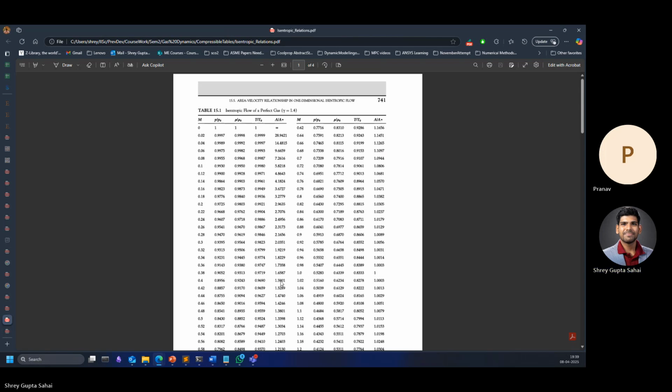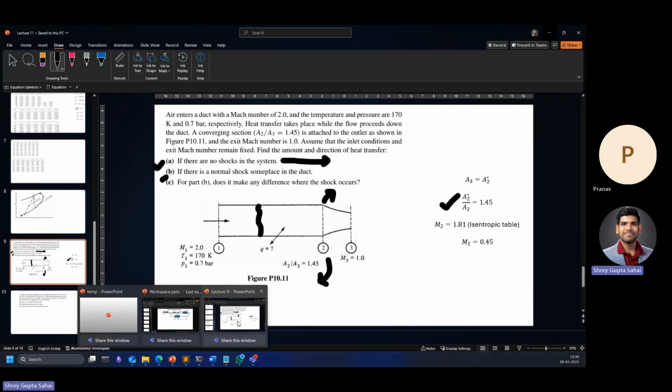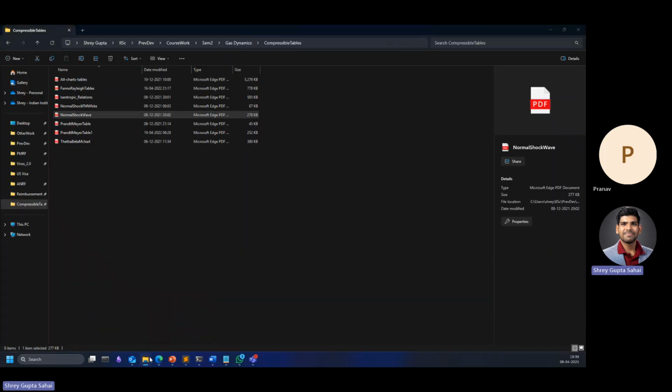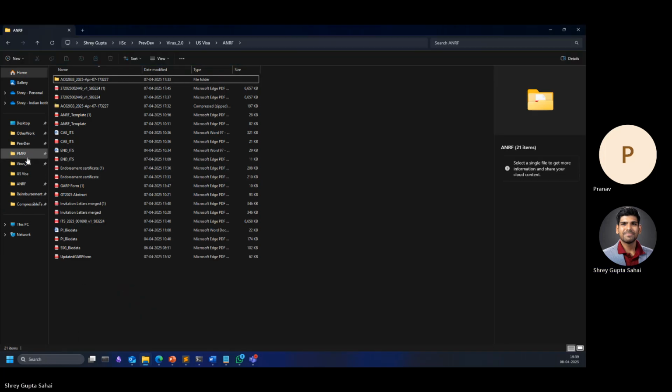I think, isn't it? In a variable area duct, A star values across a normal shock. So if I open that, do you have any comments to make there?